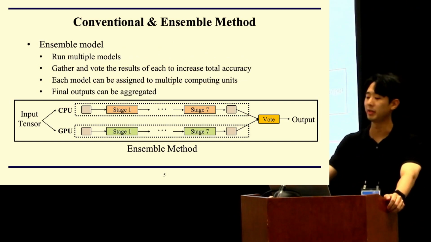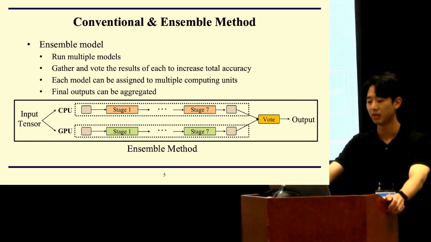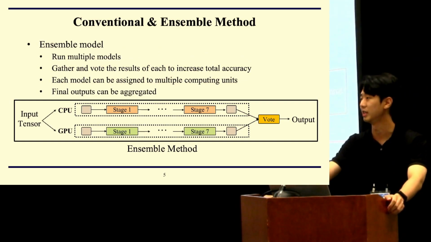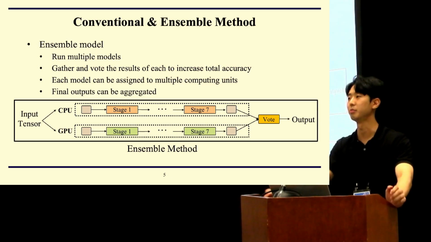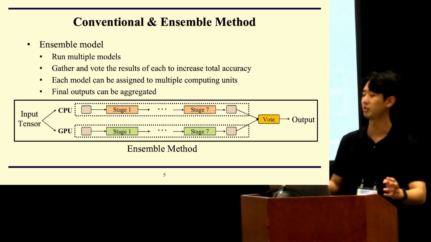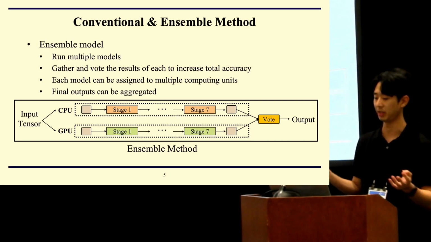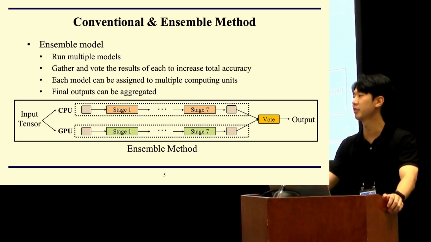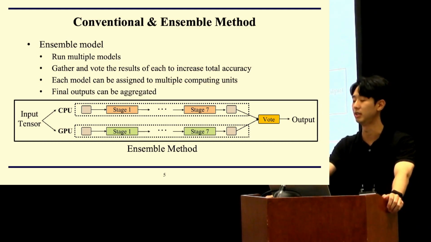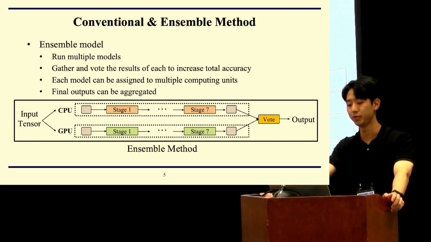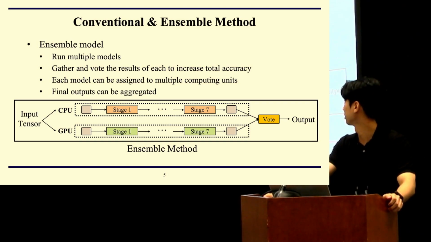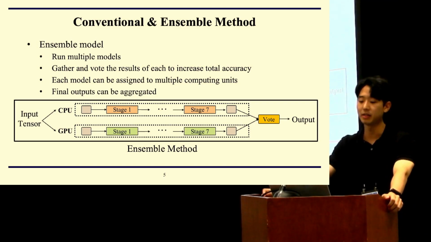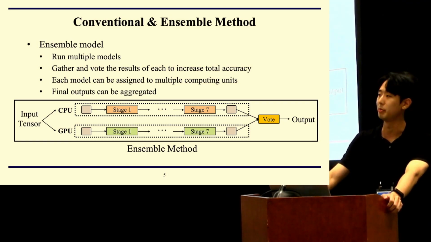To increase the total utilization, we found some promising clues in ensemble models, which run multiple models and gather the results, and blend the end result to increase the total accuracy. Therefore, from the characteristic of the ensemble model, each model can be assigned to a different computing unit and run concurrently. Then the final output of the model predictions can be aggregated.